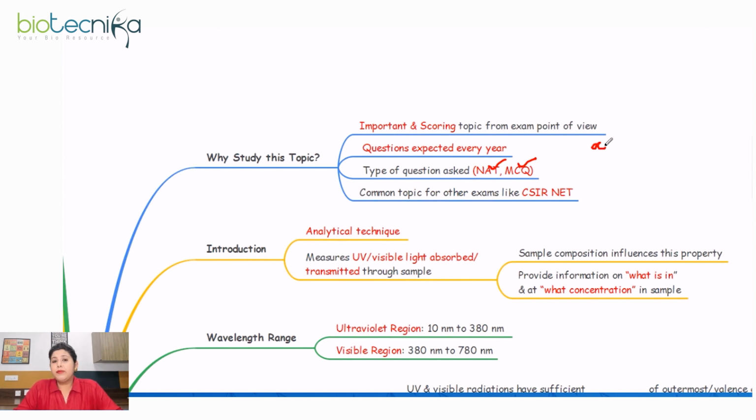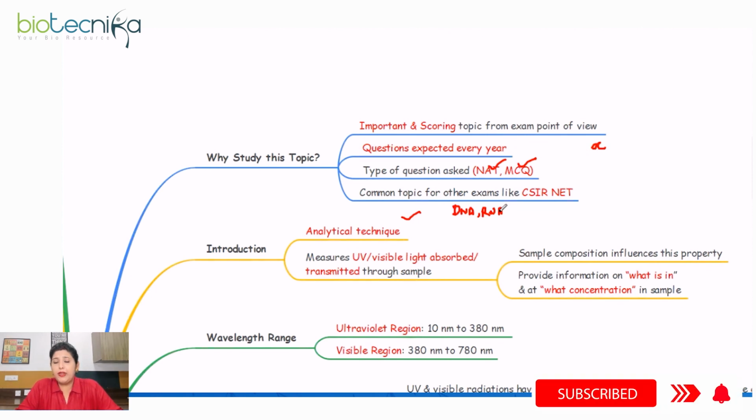So what is UV visible spectroscopy all about? It's an analytical technique, that is, the technique that we use for analysis of a sample. Your sample can be any biomolecule, like DNA, RNA, proteins, or any organic compound. Using this technique, you measure the absorption of the radiations by your sample, absorption or the transmission, like what happens when UV visible light passes through a sample. So how much is absorbed or transmitted by the sample can be measured.